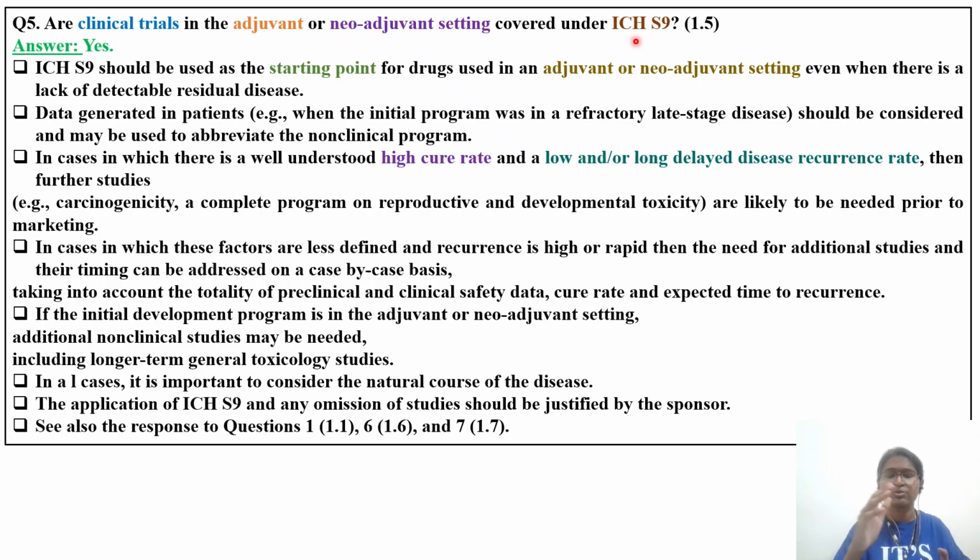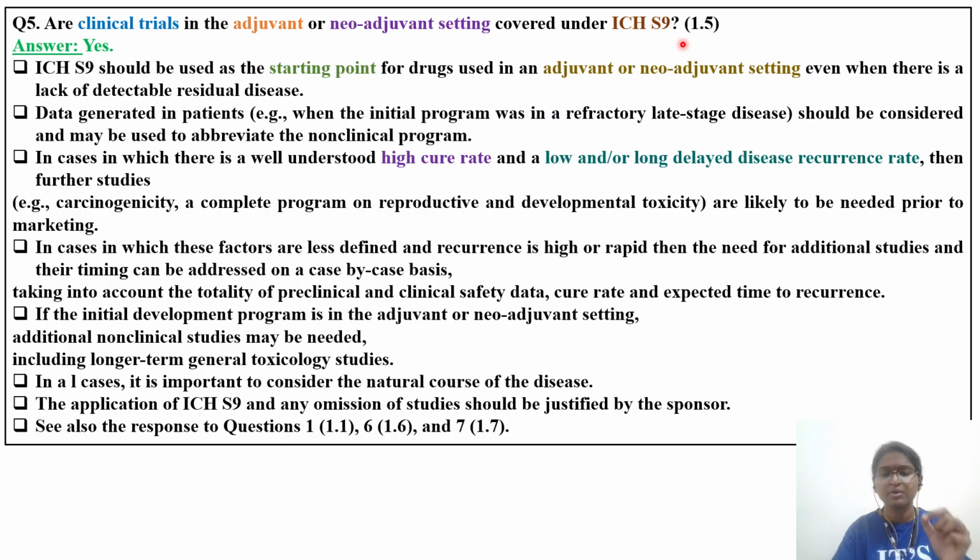But now you have tyrosine kinase inhibitors, ALK inhibitors, JAK kinase inhibitors. So there is a new class of anti-cancer drugs coming. Their origin is not similar to that of the traditional molecules. It is more targeted therapy, attacking the targeted gene. Some of them are aptamers, some are oligonucleotides, some are antibodies, and ADCs are there. So, are clinical trials in the adjuvant or neo-adjuvant setting covered under ICH S9?